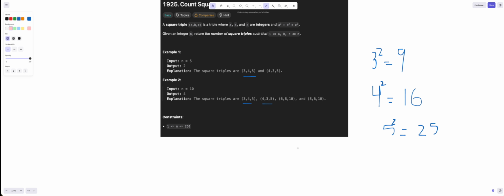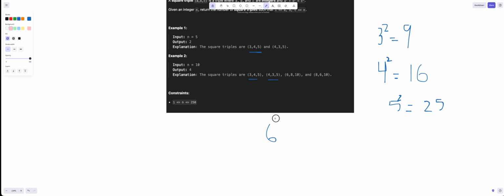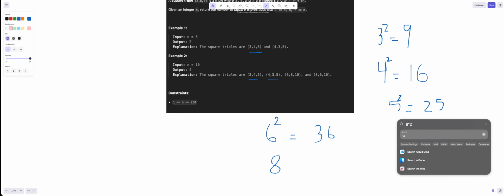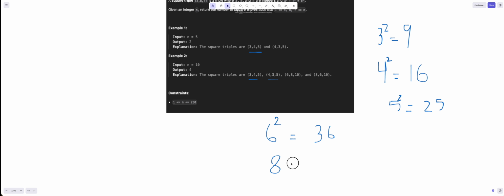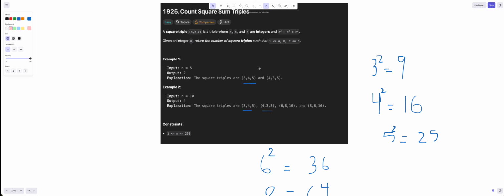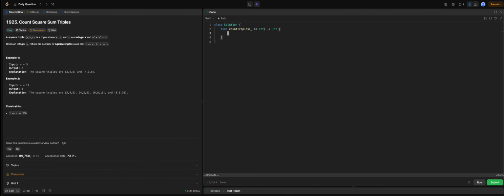There are a few more numbers here, like c squared, which is 36, and then a squared, which will be 64. So 64 plus 36 will be 100, which is 10 squared. That is also correct, and by reversing it, that is 4 solutions. I think that's also straightforward. So technically what we can do is create the possible squares by putting them in a set, so we can look them up in O(1).